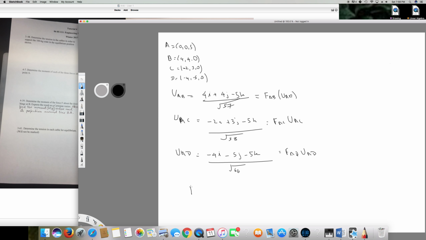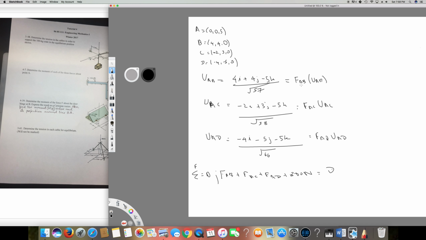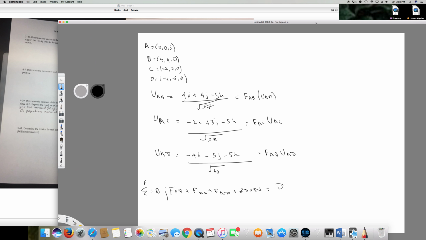So let's say sigma F is equal to 0, and FAB plus FAC plus FAD plus that 800 Newton is equal to 0. Now I have to put everything in components.